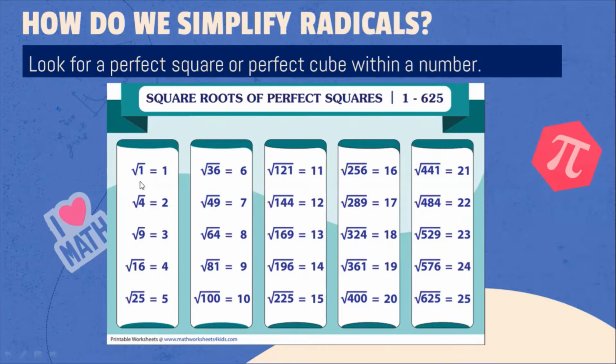As you can see, square root of 1 is 1, square root of 4 is 2, square root of 9 is 3, square root of 16 is 4, square root of 25 is 5, square root of 36 is 6, square root of 49 is 7, square root of 64 is 8, square root of 81 is 9, square root of 100 is 10, and so on. This table will help you later to simplify radicals easily.